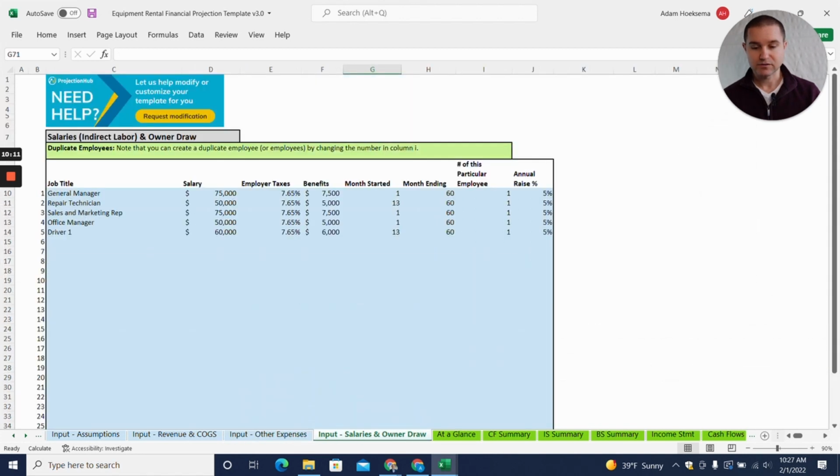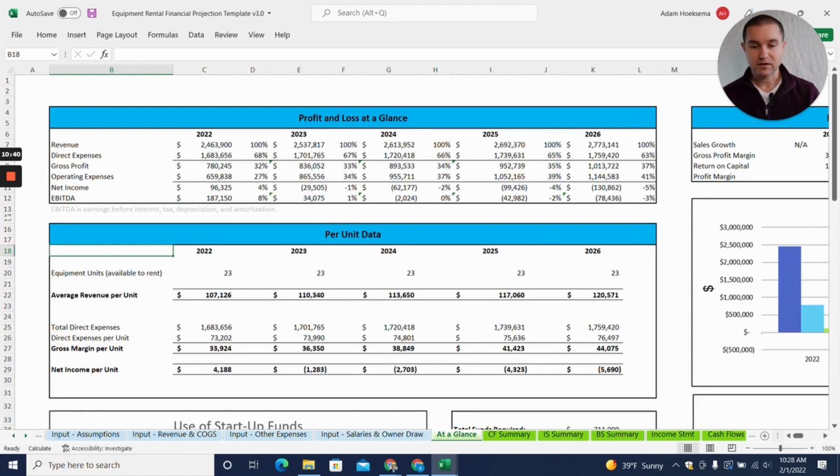And then we can jump over to our input salaries and owner draw tab, and we have a general manager, repair technician, sales and marketing rep, an office manager, and maybe a delivery driver, dropping off equipment, picking it up, that sort of thing. And you can pick their salary, put a month that position is going to start and end, if it's going to end before the 60 months of the projection, and then how many of that particular type of employee you have on staff. Once you do all that, you're going to come over to our at a glance tab and see what your profitability looks like based on those assumptions.